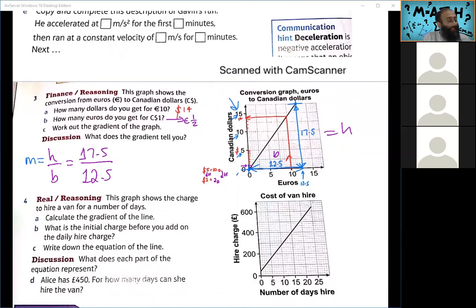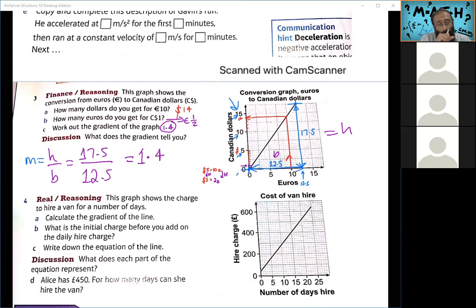Okay, everybody get your calculators out, please, and work that out. Calculator out: 17.5 divided by 12.5 equals... Okay, what does the gradient tell you? Anybody? In the context of the question, anybody? Eliza, what do you think?